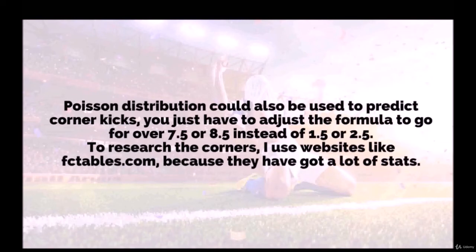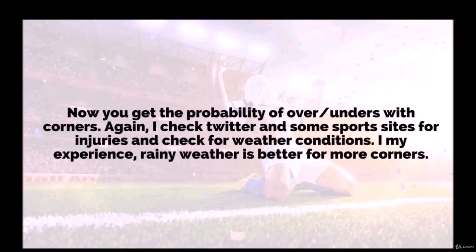Poisson distribution could also be used to predict corner kicks. You just have to adjust the formula to go for over 7.5 or 8.5 instead of 1.5 or 2.5. To research the corners, I use websites like fctables.com because they have got a lot of stats. Now you get the probability of over-unders with corners. Again, I check Twitter and some sports sites for injuries and check for weather conditions. In my experience, rainy weather is better for more corners.